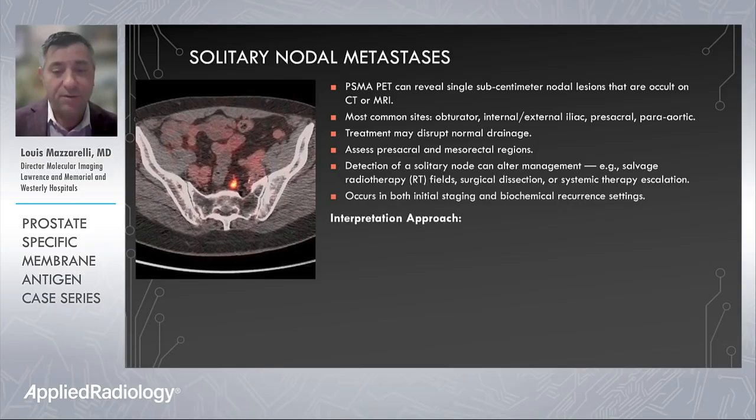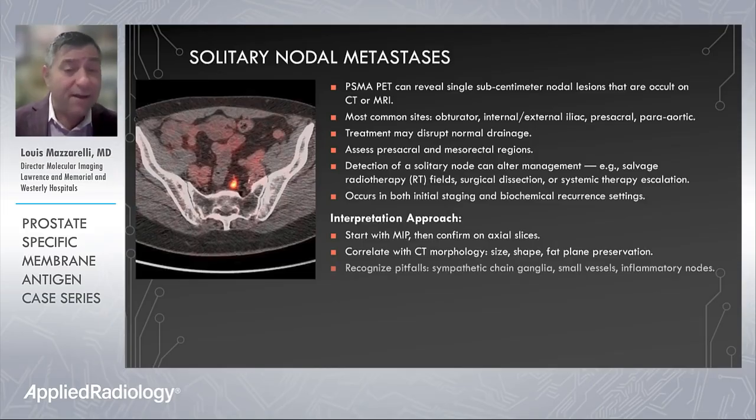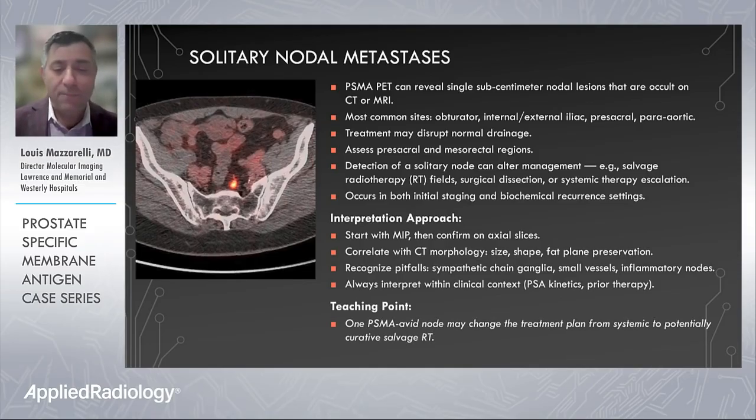So in terms of our interpretation approach, start with the MIP, confirm on the axial images, correlate that abnormality with CT morphology, and understand that you want to look at the morphology of that area of increase on the CT images, whether that node is ovoid or irregularly shaped, how large that node is, understand whether or not there's a fat plane preserved, or if there's a fatty hilum that's been preserved. Recognize pitfalls. Do not miscall lymph nodes with sympathetic chain ganglia, small vessels, or inflammatory nodes, and always interpret within clinical context, understanding what the PSA kinetics are, the prior therapies. As a teaching point, one PSMA-avid node may change the treatment plan from systemic to potentially curative salvage radiotherapy.